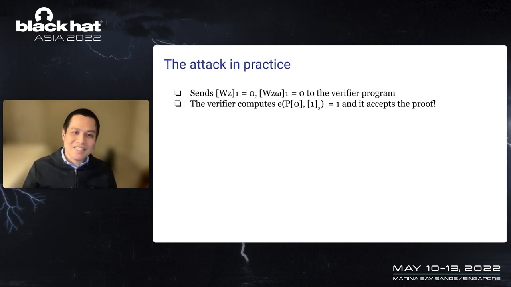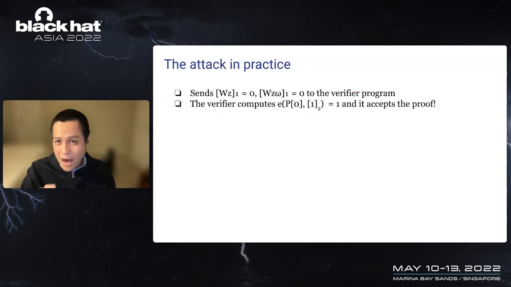So in practice, when I looked at this, I think theory is cool, but I don't really believe in theory, right? I have to try it out. So I just sent 0, 0 to the verifier and saw what happens. The verifier computed the product of pairings, and it's one. And they accept the proof. This is amazing. I was so surprised.